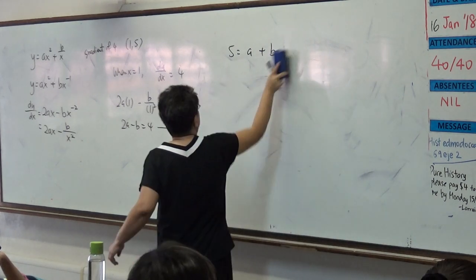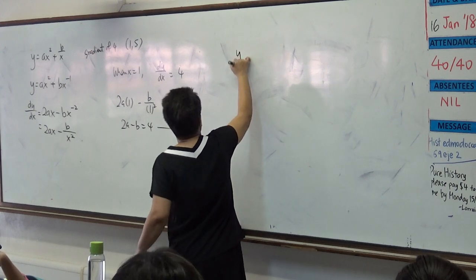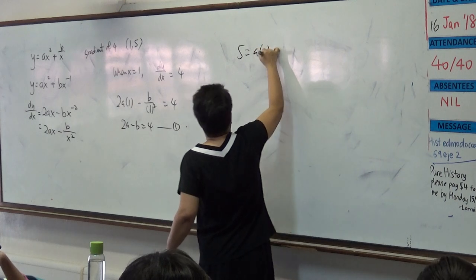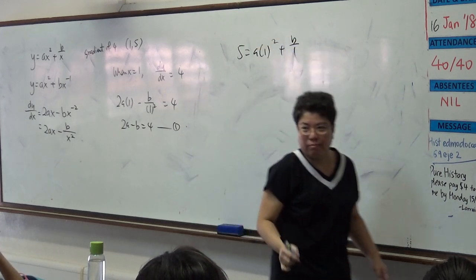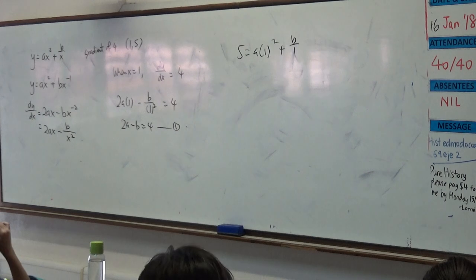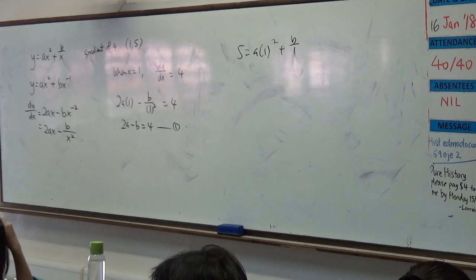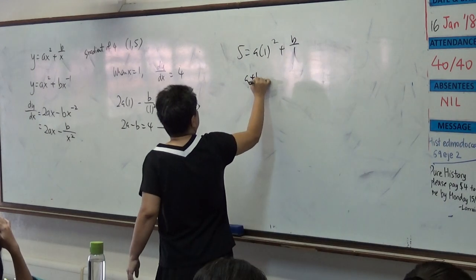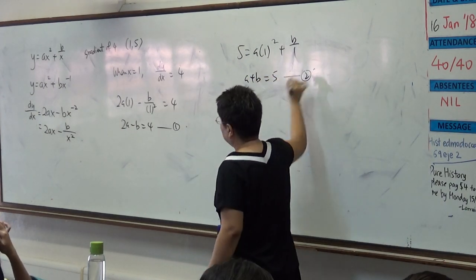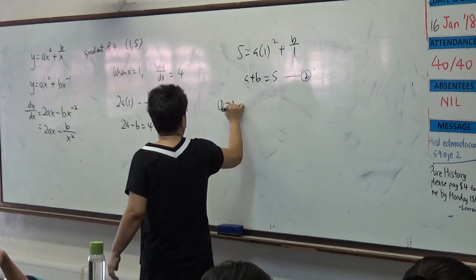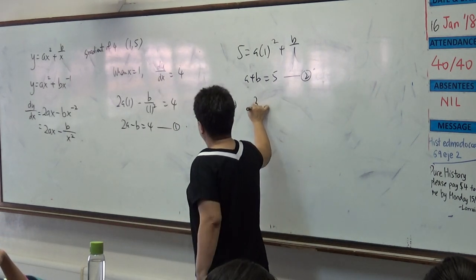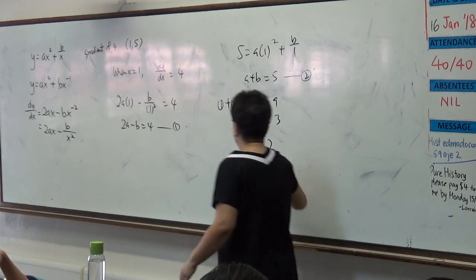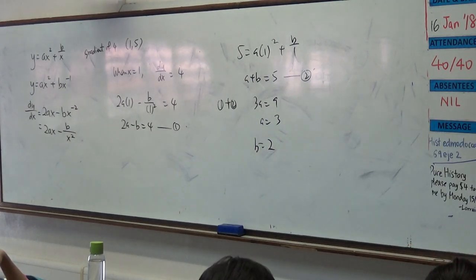Okay, I sub in. Some people cannot see. 5 equals to a 1 squared plus b over 1. So what is this? A plus B equals to 5. Equation 2. Am I right? Plus, 3A equals to 9. What's my A? 3, right. Sub into here. B will be 2, right? So A 3, B 2.